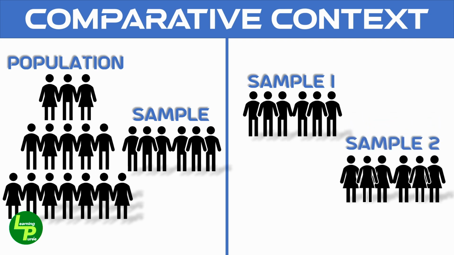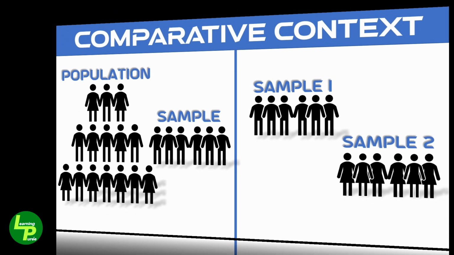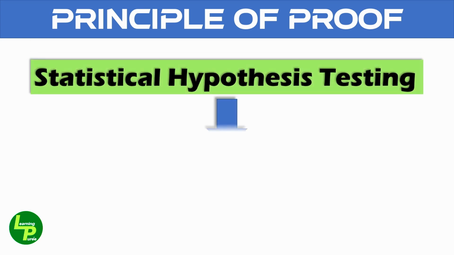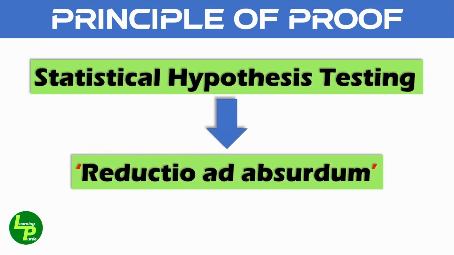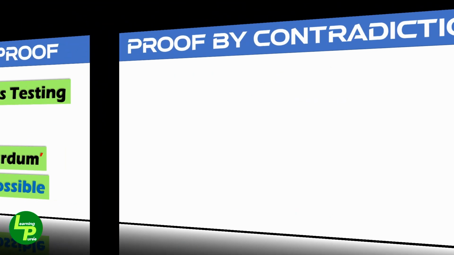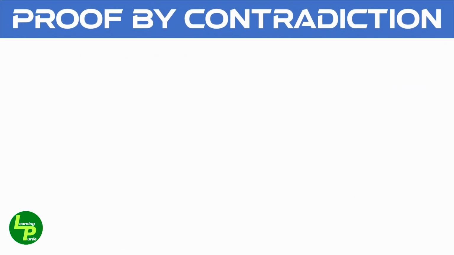Alright, moving on, when we draw conclusions or want to prove something, mathematics follows different principles of proof. In statistical hypothesis testing, we use the principle of reductio ad absurdum. In Latin, it means reduction to absurdity or reduction to impossible. The principle follows the concept of proof by contradiction.